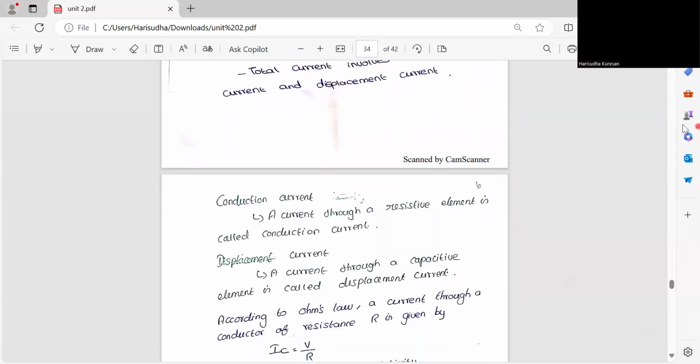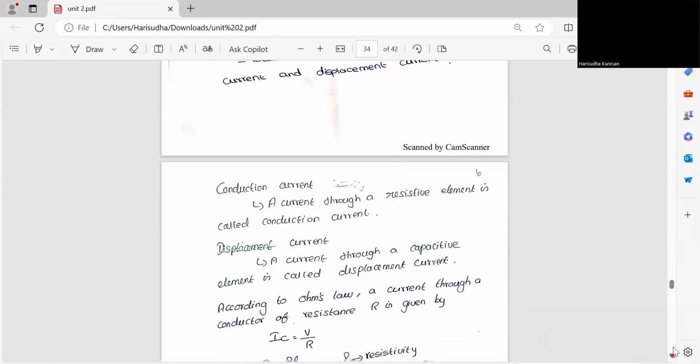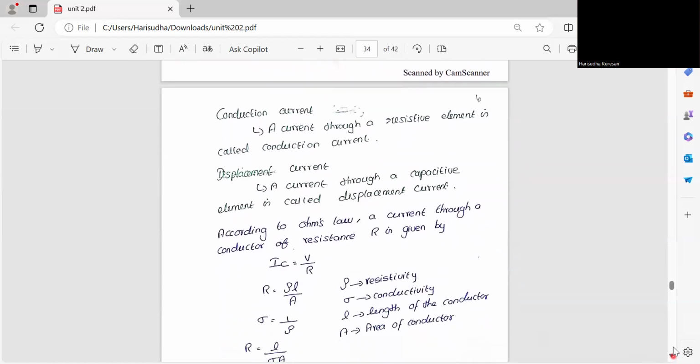First, we have to know the meaning: what do we mean by the conduction current and the displacement current? The current through a resistive element is called a conduction current, and the current through a capacitive element is called a displacement current. According to Ohm's law, the current through a conductor of resistance R is given by the basic formula, I is equal to V by R.